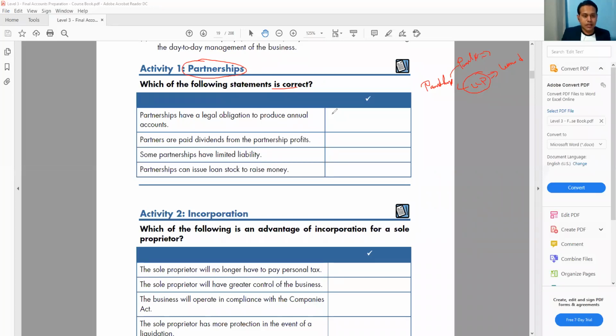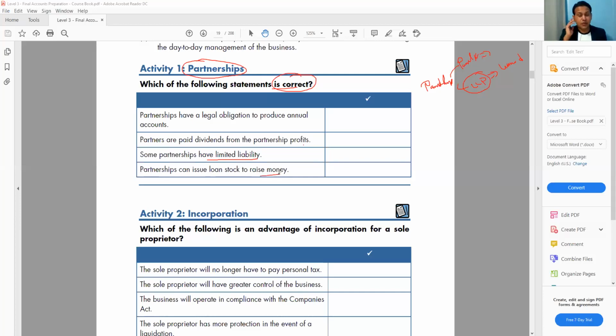All right, so let's have a look. Let's read this question. Which of the following statements is correct about the partnership? So we know there are two types of partnership. One is unlimited, one is limited. The first one says partnerships have a legal obligation to produce annual accounts. Number two, partners are paid dividend from the partnership profit. Number three, some partners have a limited liability. So some partners can have a limited liability. Number four, partnership can issue a loan stock to raise money.